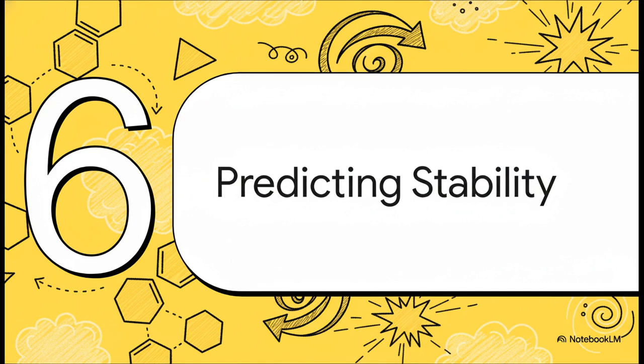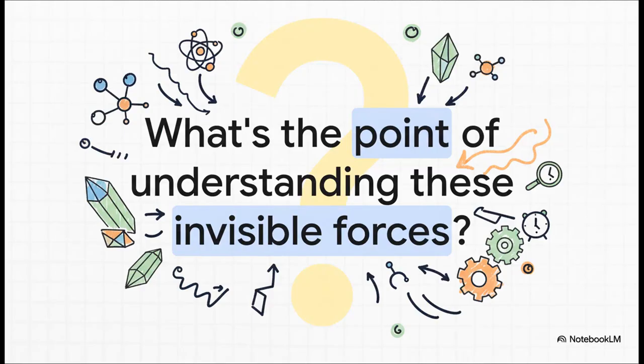Okay. So we've talked about building blocks, the key players in reactions, and these invisible forces, but let's be real. Why does any of this actually matter? What's the big payoff for knowing all this stuff? The point is, understanding these forces gives us a kind of superpower. It gives us the ability to predict how a chemical reaction is going to play out before it even happens.